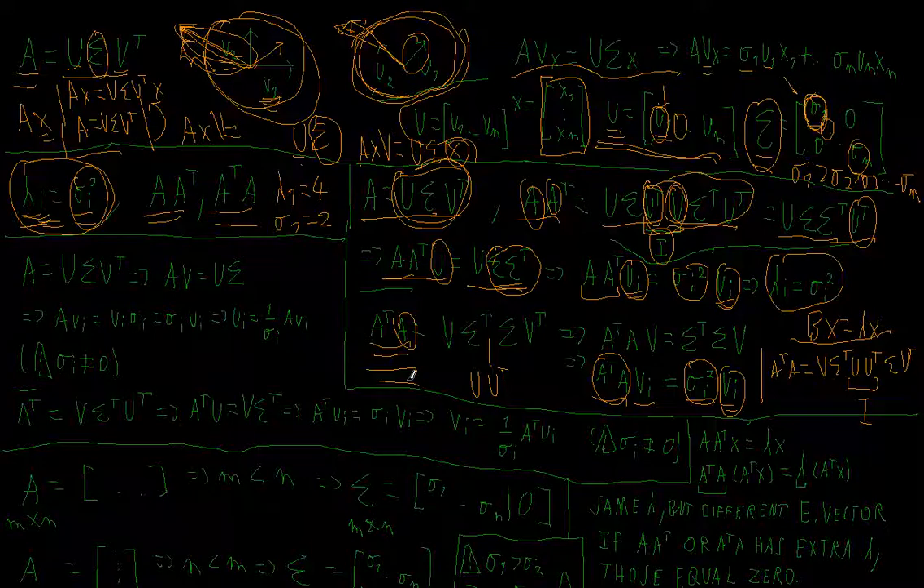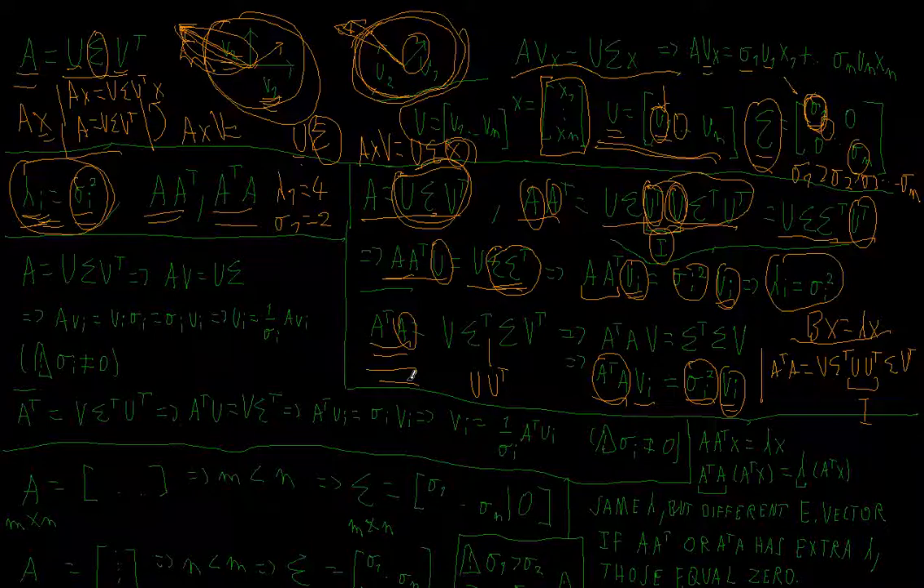Now, how will you proceed in general? You will calculate A times A transpose or A transpose A, depending on which is easier. Generally the one that results in a smaller matrix will be easier to compute.